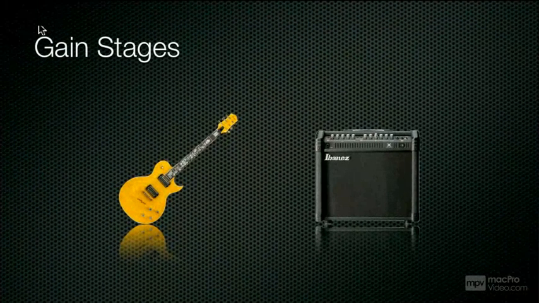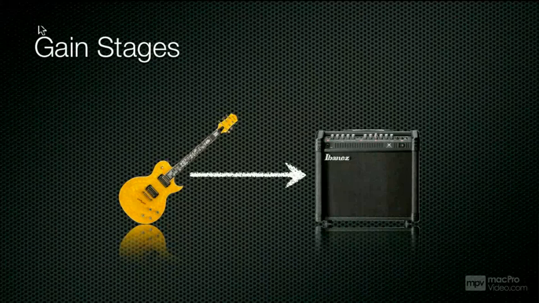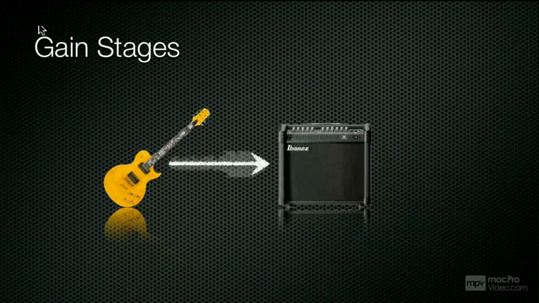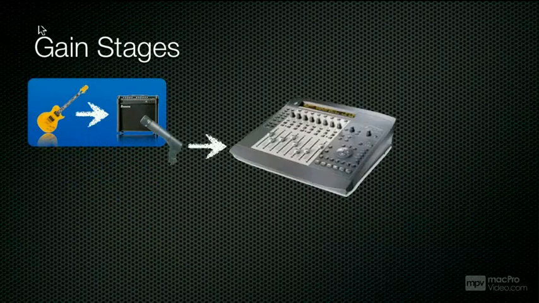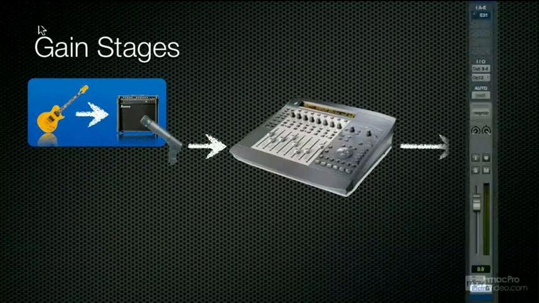Let's use the example of recording an electric guitar. You plug your guitar into an amplifier. Now you can set the volume level on your guitar, and you can change the volume level on your amplifier. Now let's place a microphone in front of the amplifier that goes into a preamp. You can set the level of the signal in your preamp. And that, of course, goes into Pro Tools.